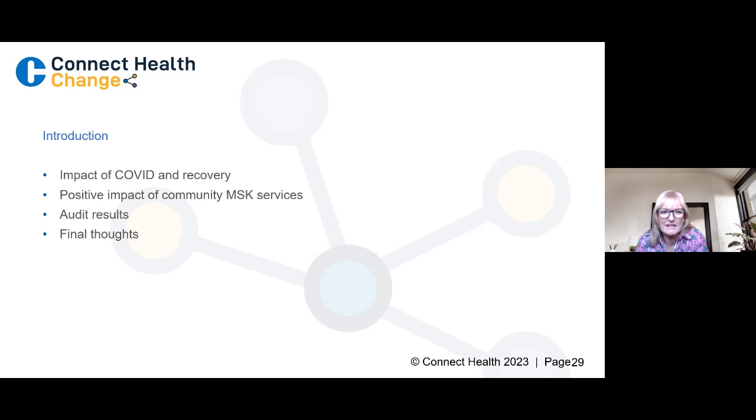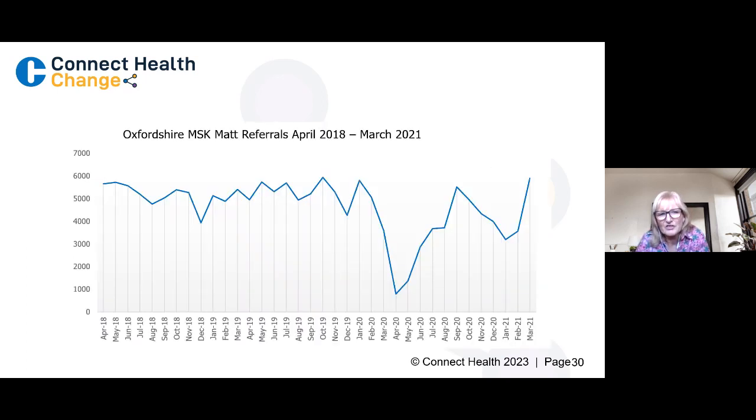So next slide, please. So the first graph just shows you obviously the impact of COVID really. You can see 2 big dips there. This is the community MSK service, and obviously all of those patients either stayed at home or went to their GP and weren't referred or didn't self-refer, most likely stayed at home. So that had a big impact and a big build up later.